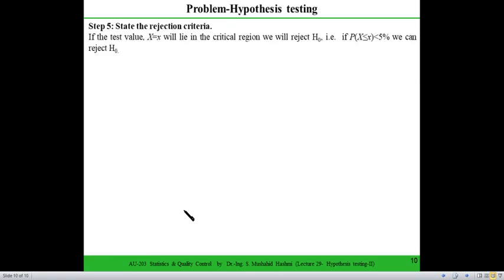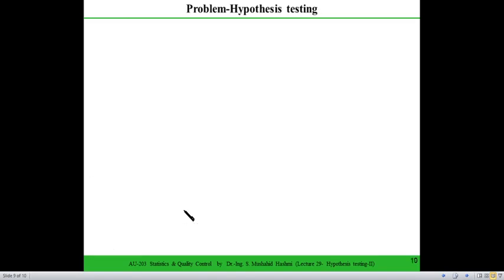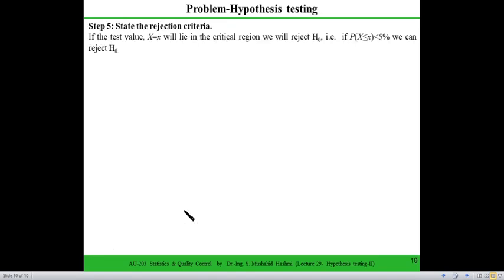In the fifth step, we need to identify the rejection criteria. Here, the rejection criteria is that if the probability of the random variable is less than 5%, we can reject the null hypothesis.